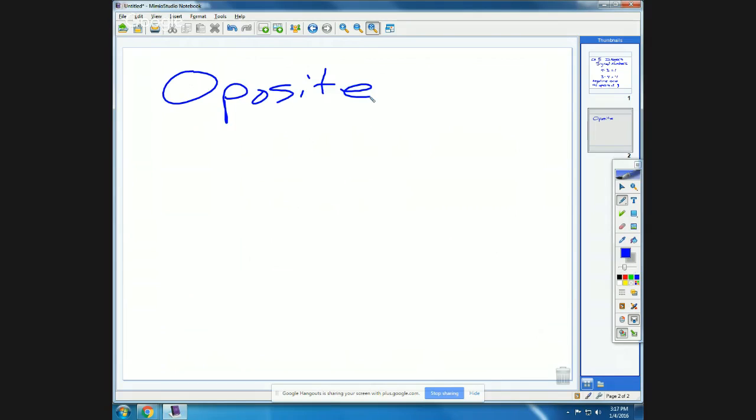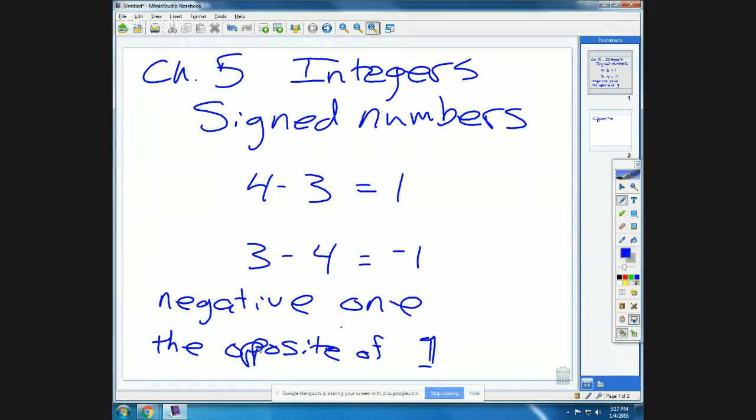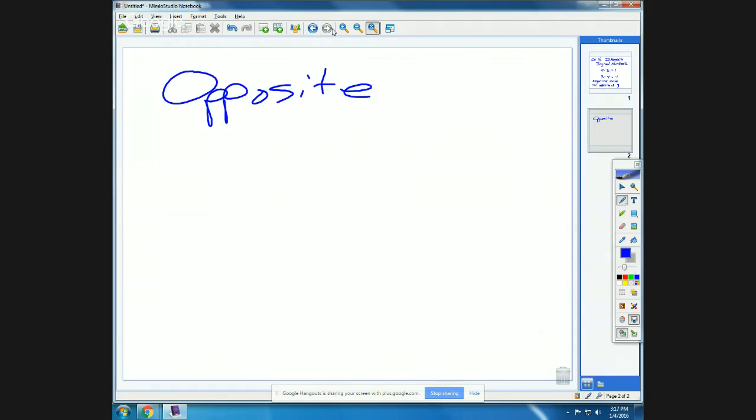Doesn't look like opposite has 2 P's, I think. Here we go. All right. So what does opposite mean to you? Think about that for a minute before you say anything. What does opposite mean to you in the context we're in here? Anybody want to tell me how they would describe opposite to somebody?